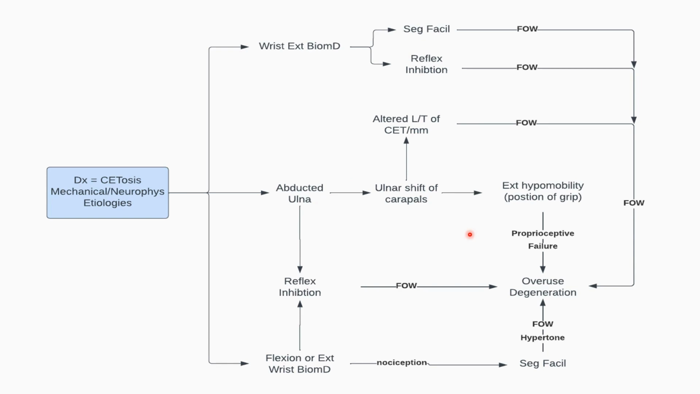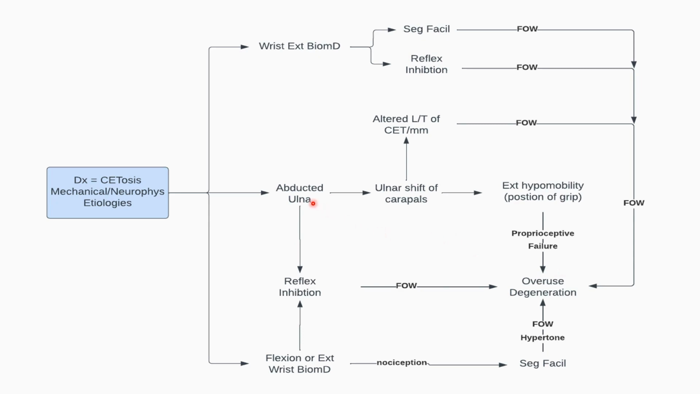The other explanation that I prefer is that the ulnar shift of the carpals leads essentially to an extension hypomobility of the whole wrist. Now, this isn't a subluxation of the wrist. This is the fact that you can't get the wrist into radial deviation and extension because everything's been shifted ulnarly. So it's a purely mechanical reason, not a pathological reason why you can't get that extension. But this will lead to proprioceptive failure, which will cause an overuse syndrome again, because the proprioceptive system is trying to get these muscles to produce a stronger contraction than it needs, which leads to overuse and degeneration.